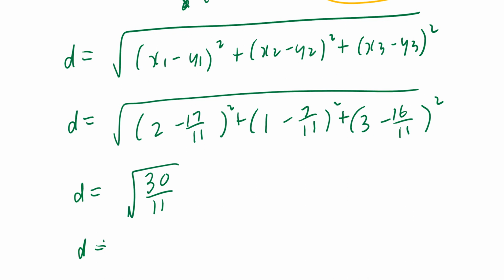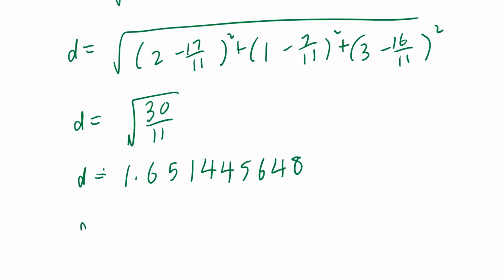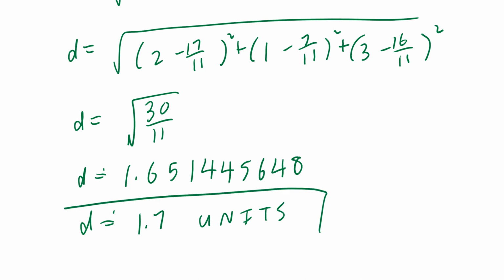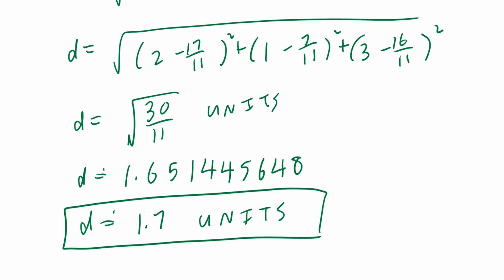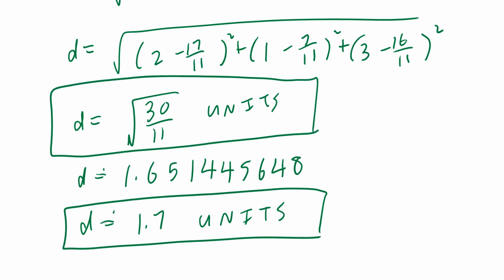Or if I took the square root, I see the following: 1.6514456648. Or if I round this to one decimal place, it's going to be approximately 1.7 units. Or in exact form, the square root of 30 divided by 11 units. I hope this makes sense.